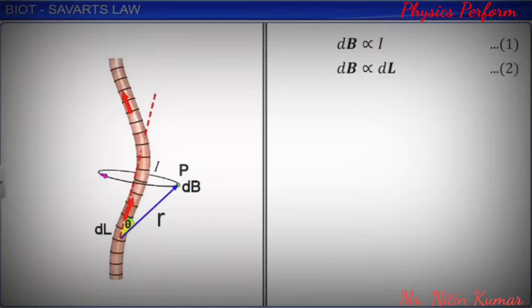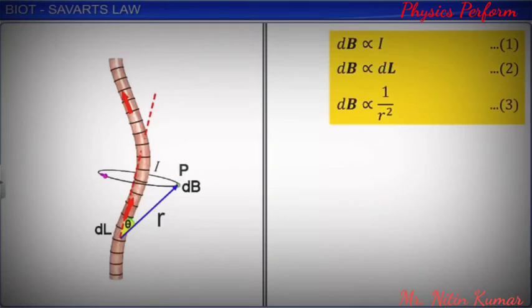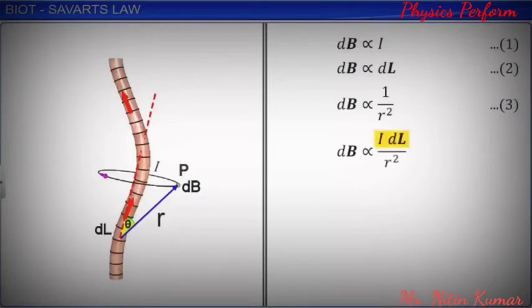The magnetic induction dB is inversely proportional to the square of the distance r between the element and the point. Let this be equation 3. Combining equations 1, 2 and 3, we get dB proportional to I dl by r square.